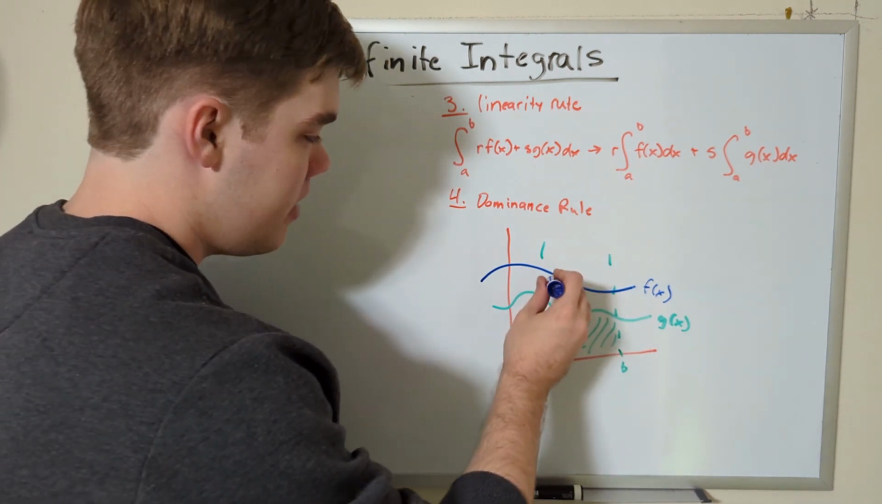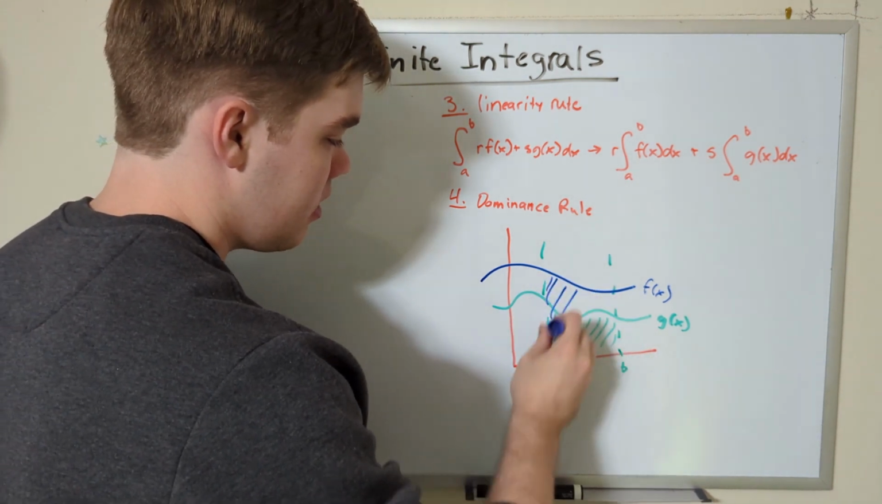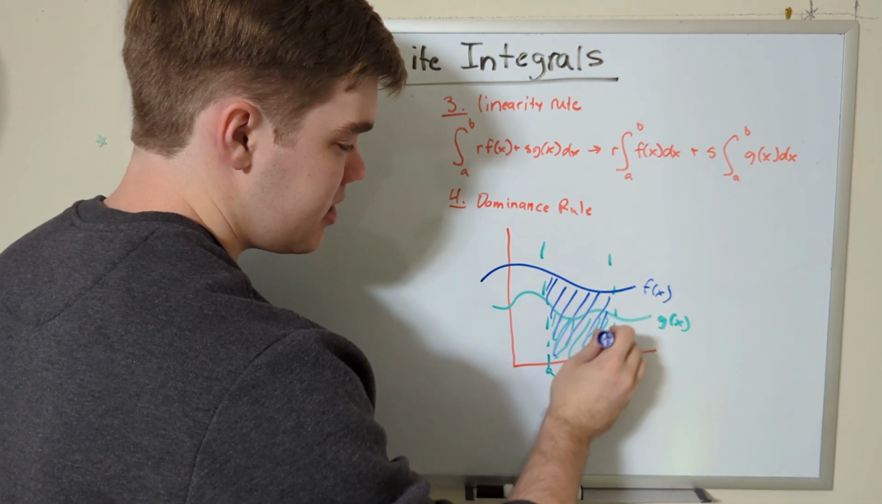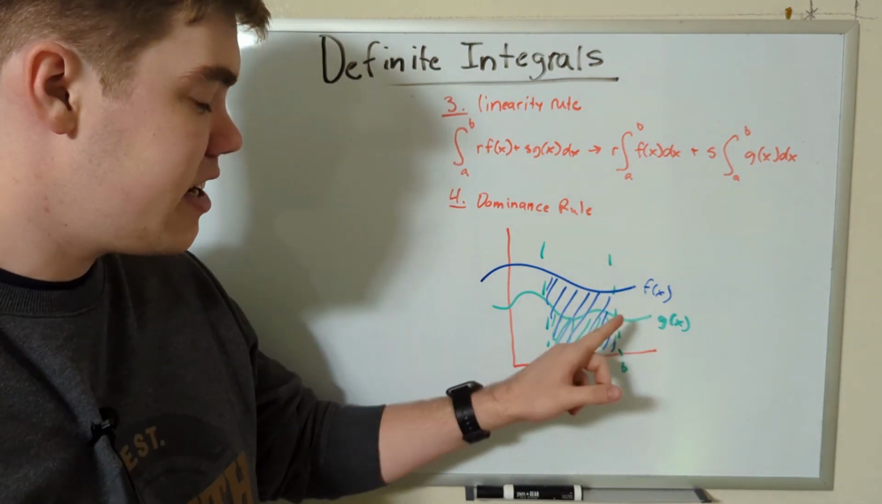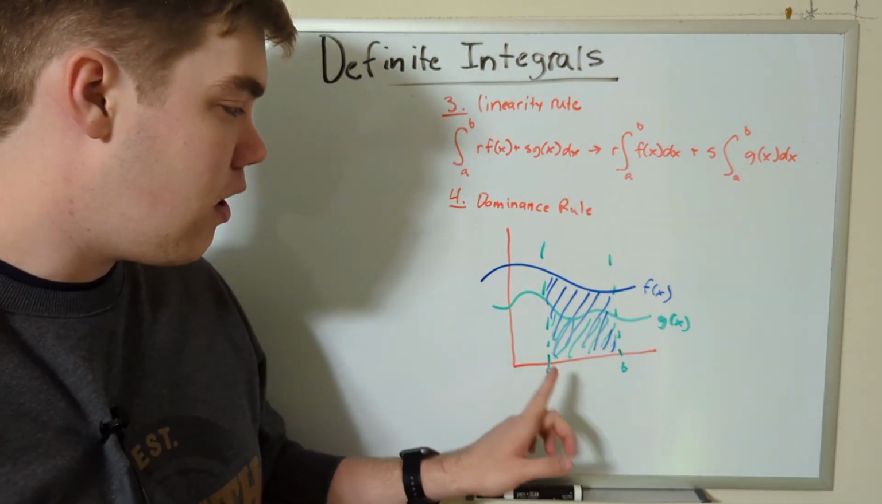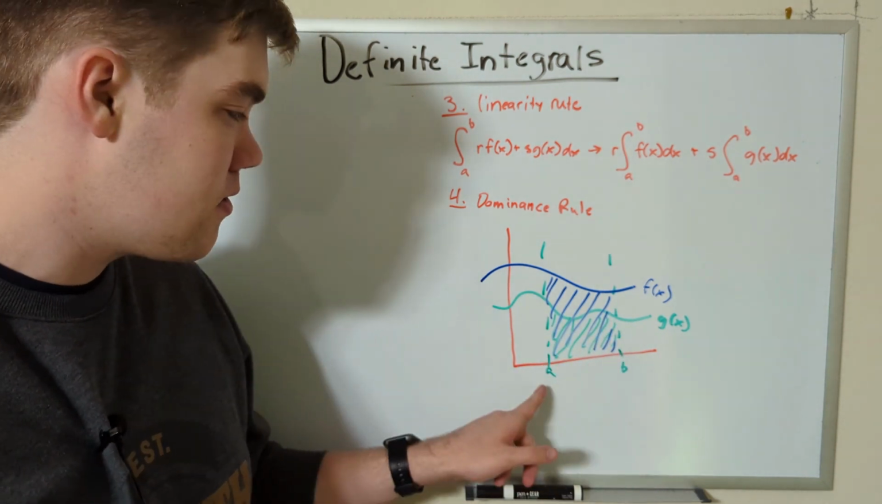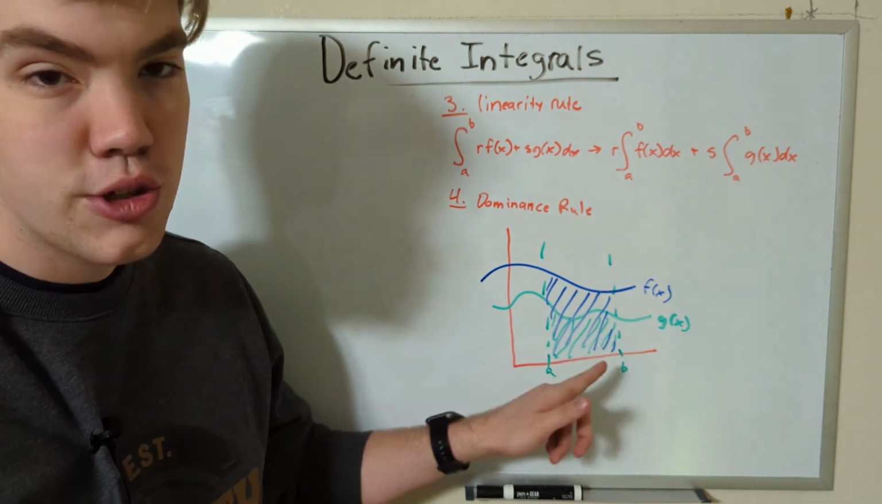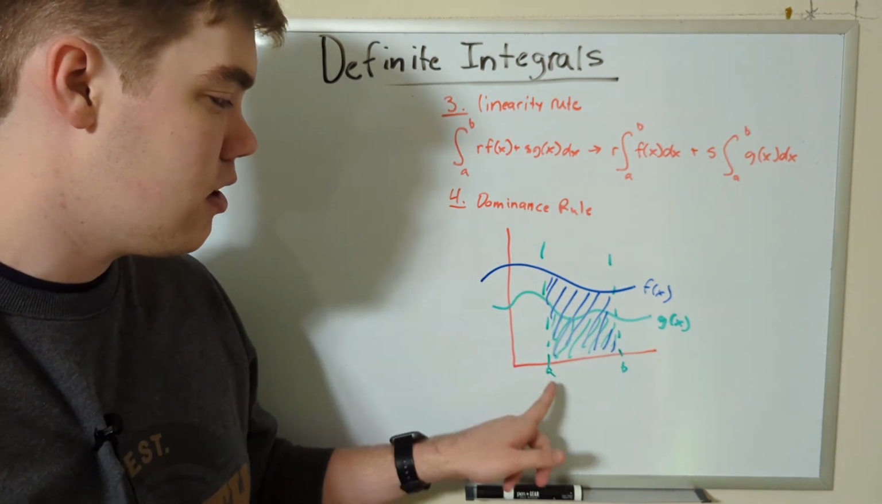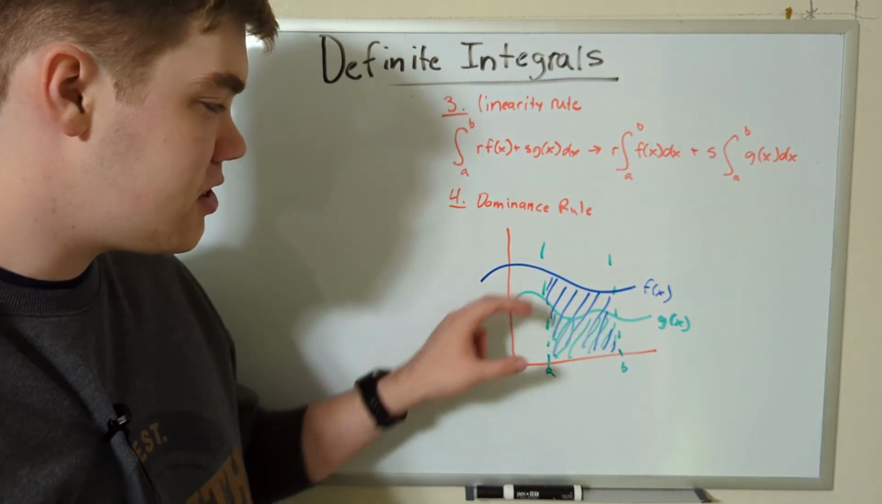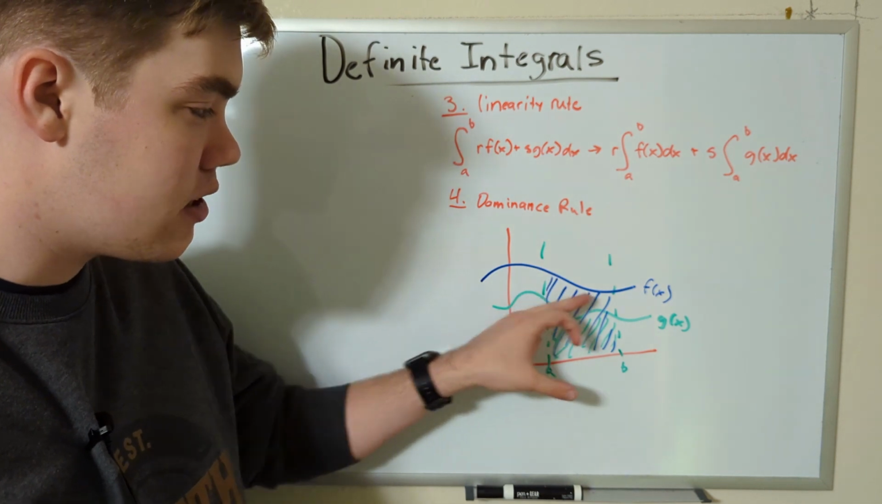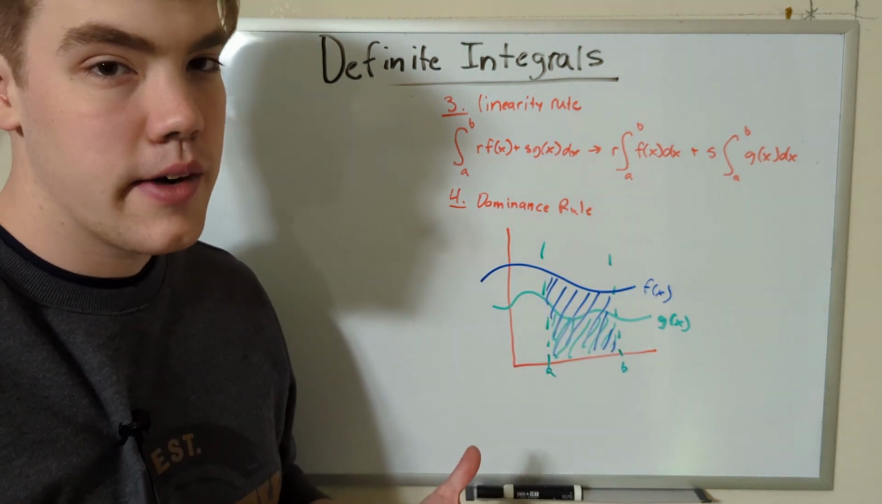But the area of f of x is this area up here, which includes all of g of x in this case. This rule states that if f of x is greater than g of x for all x between a and b, then the definite integral from a to b of g of x is strictly less than the definite integral from a to b of f of x. Visually, you can see that the area of f of x completely engulfs the area of g of x. That's basically what's going on in the dominance rule.